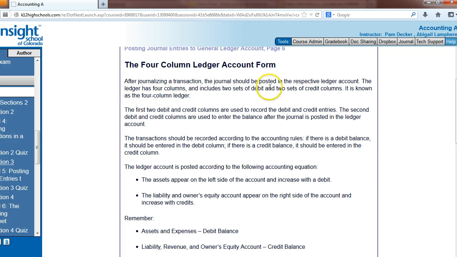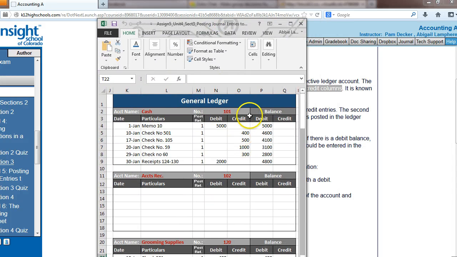So after journalizing, the transaction should be posted in its respective ledger. It has 4 columns, so 2 sets of debit columns and 2 sets of credit columns. We're going to use 1 set of columns to record the transaction and then the other set to record the balance. So let me just show you real quick what that's going to look like. This is our representation of a general ledger. Each one of these would be a different page in the ledger. Say this is our page for our cash account, and we record every transaction from the journal into our cash ledger, and you'll see these are the 4 columns that they're talking about.